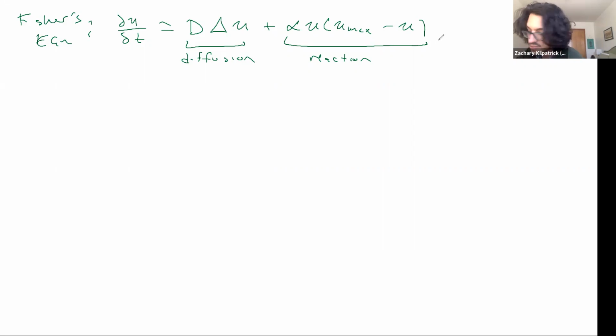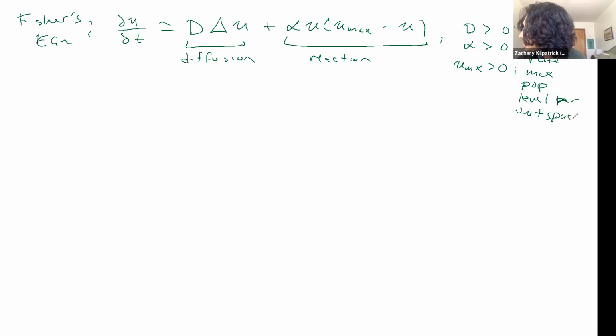Well, they need to be physical. So D is greater than 0, alpha is greater than 0. This is like your growth rate. This is your diffusion rate, or coefficient. And U max is basically the max population level per unit space, okay.